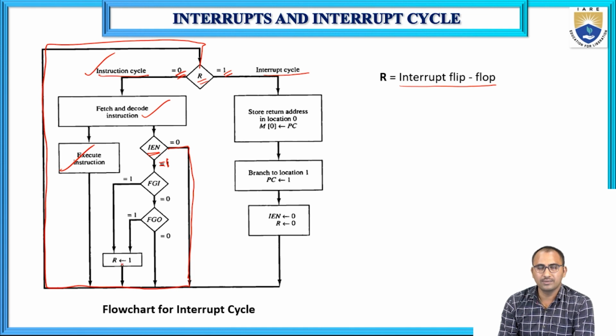So that means interrupts are enabled. If interrupts are enabled, then we have to check the two flags, FGI and FGO. First we are checking the FGI. If FGI is equal to 1, so what is FGI? Input flag.